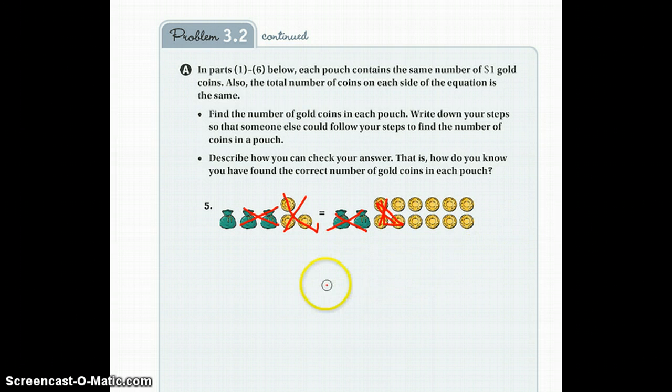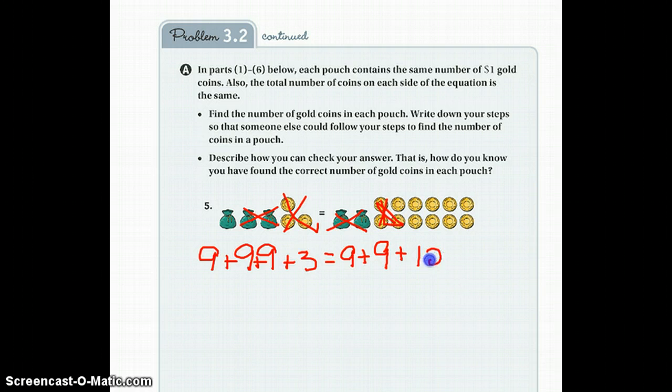But how would you check your answer? Well, let's put in what we came up with. We said one pouch has 9 gold coins. So if we had 9 gold coins in this pouch, 9 gold coins in this pouch, 9 gold coins in this pouch, plus 3 gold coins, that should equal the 9 gold coins here in that pouch, plus 9 gold coins in that pouch, plus our 12 gold coins that we started with.